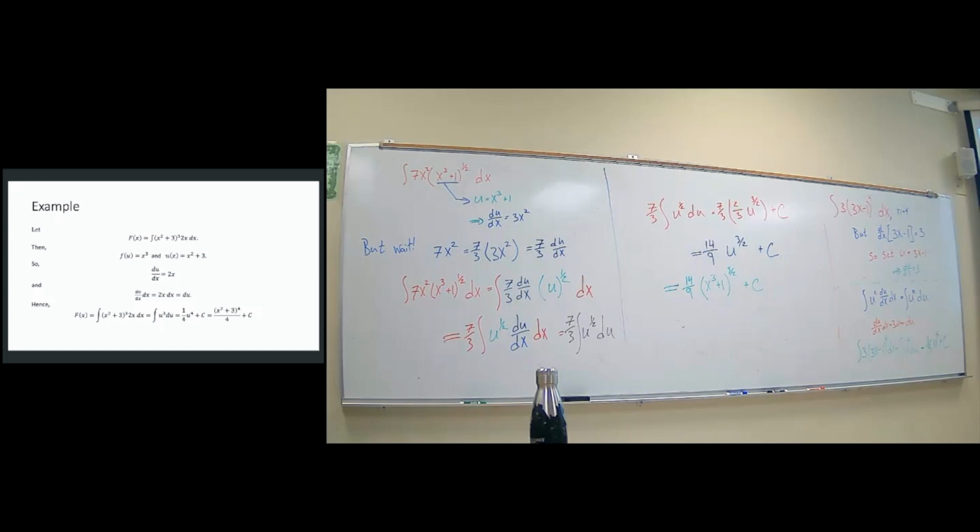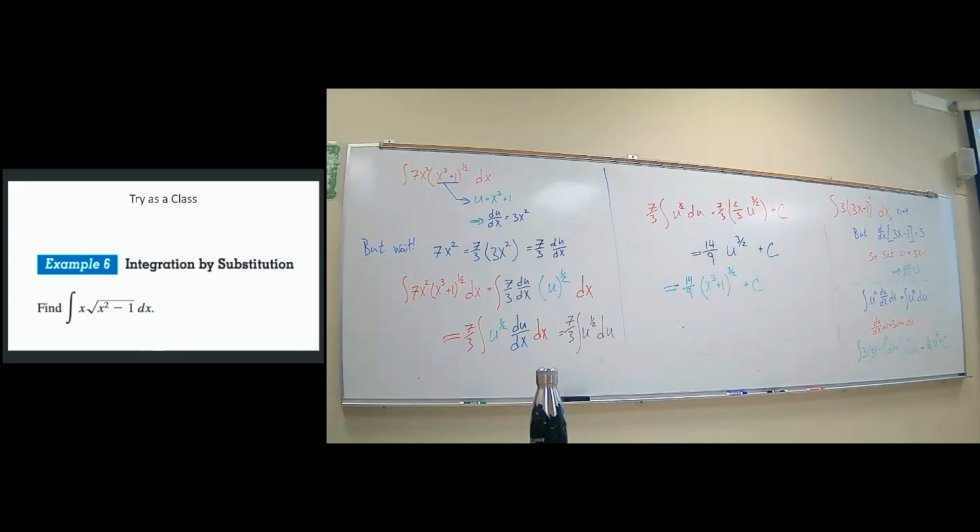Once I do that, I get the integration of u cubed with respect to u. That's equal to 1/4 u to the 4th plus c. But I know that u is actually equal to x squared plus 3, so I substitute that back in.